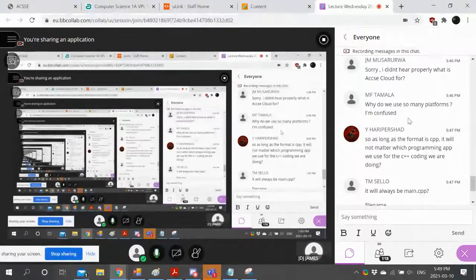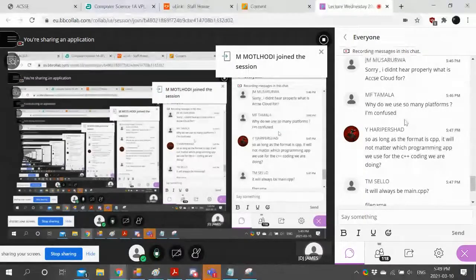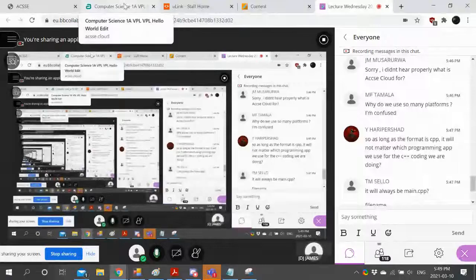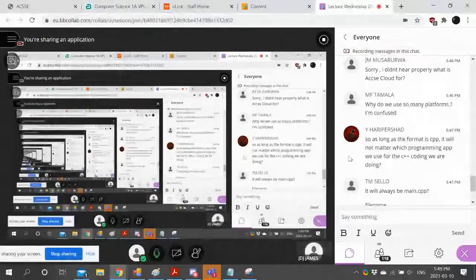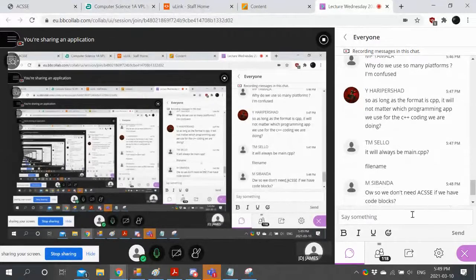Okay, so why do you use so many platforms? You're confused? Look, you don't have to use this. It's there as an option for you. The only one that's required for you is Code Blocks. So if you want to limit yourself to one programming environment, then only use Code Blocks. The marks for the VPL assignments will only be bonus marks, but you're welcome to skip that if you don't want them. That's fine by me.